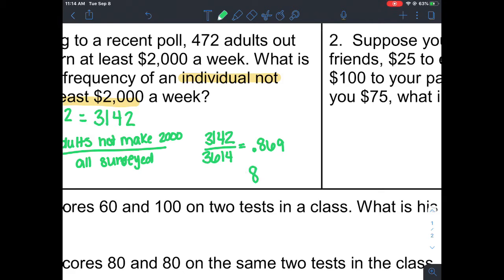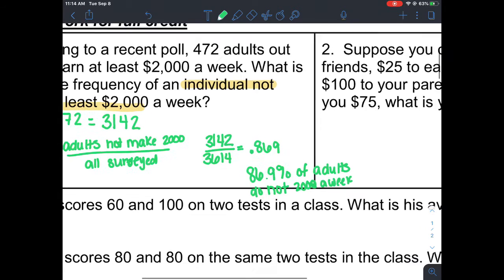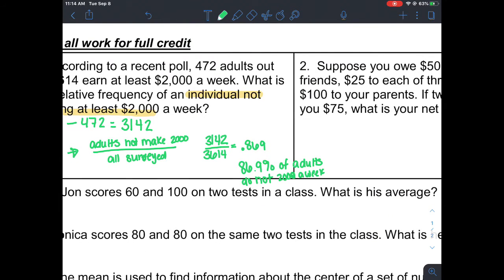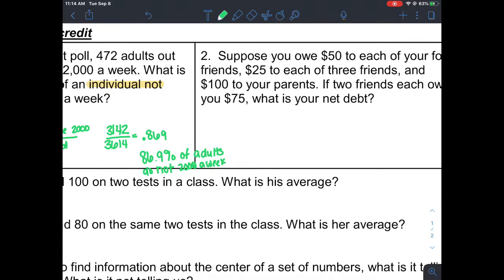And we get 86.9% of adults do not make over $2,000 a week. And remember to answer in the context of the problem so you get full points.